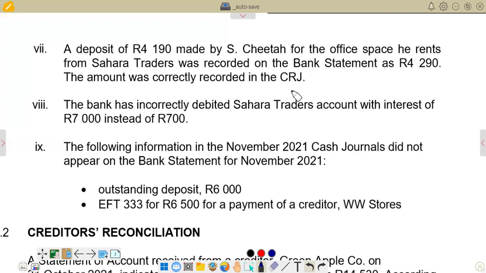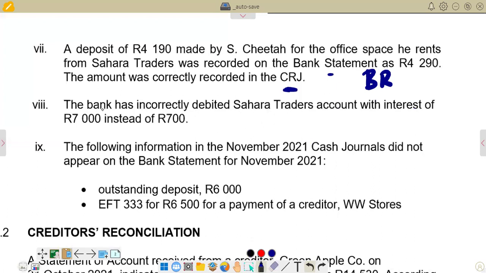So if the amount is correct in the journal, it means it's not going to affect the bank account, because the cash receipt journal is part of our bank account on the debit side. So it means our bank account is correct, but what is wrong is our bank statement. So this error is going to affect the bank reconciliation. So we can leave it, then go to the next one. The bank debited Sahara Traders account with interest of 7,000 rand instead of 700.